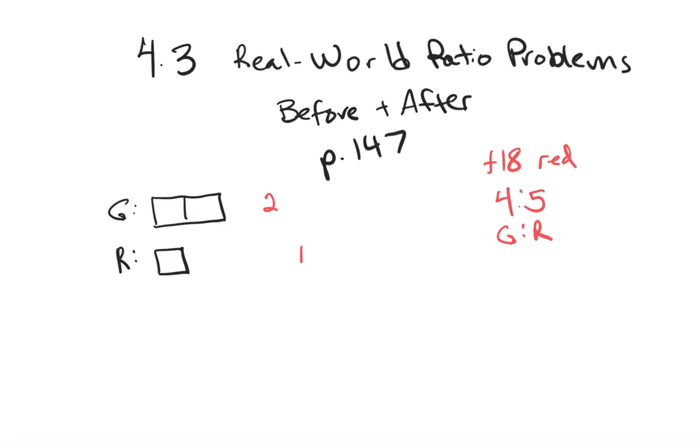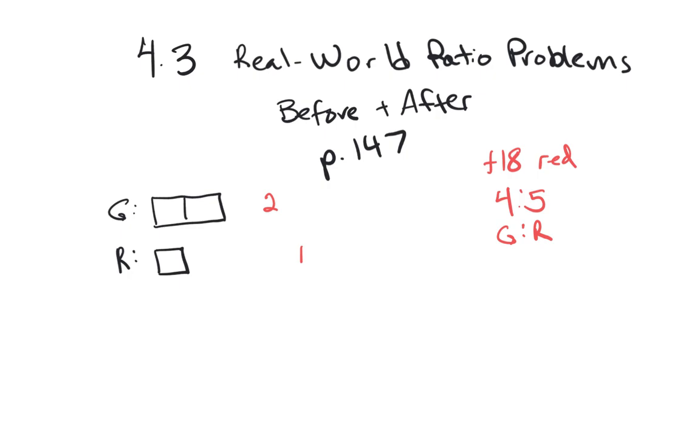So here we go with another real-world ratio problem, before and after type problem, and this is page 147. So make sure you're looking at that page, and it says, number 5, Claire keeps some green and red plates in a cabinet. The ratio of the number of green plates to the number of red plates is 2 to 1. She adds 18 more red plates in the cabinet, and the ratio becomes 4 to 5.